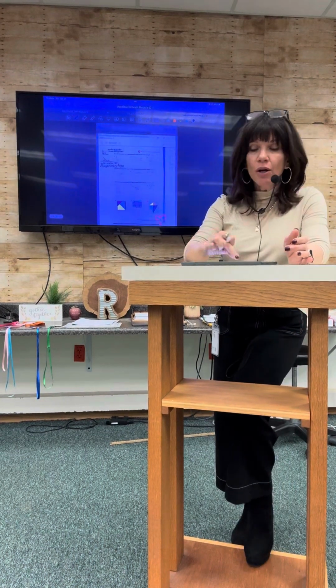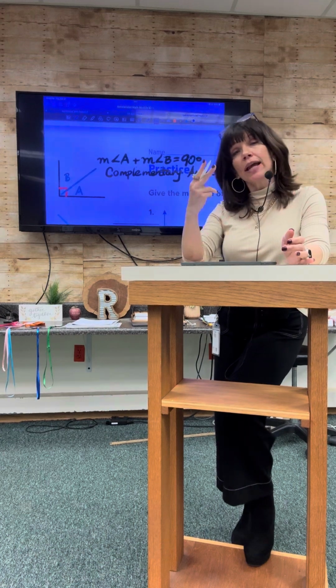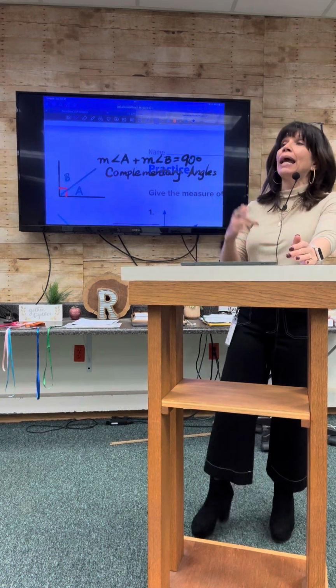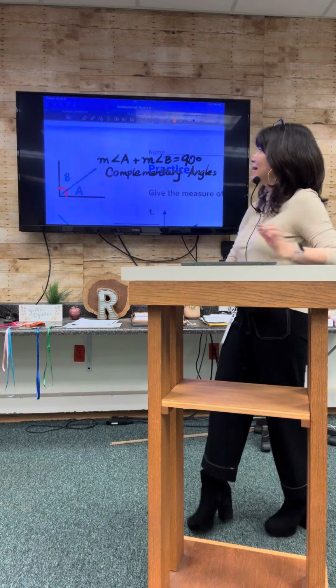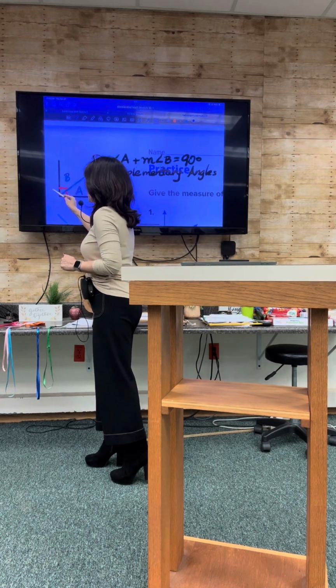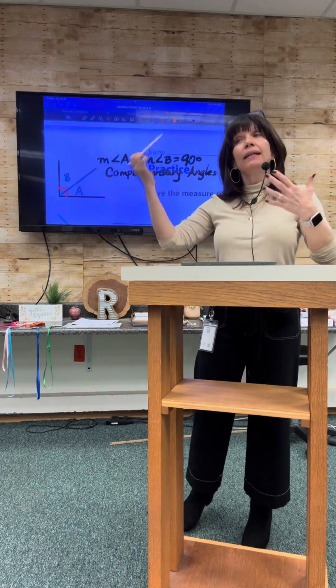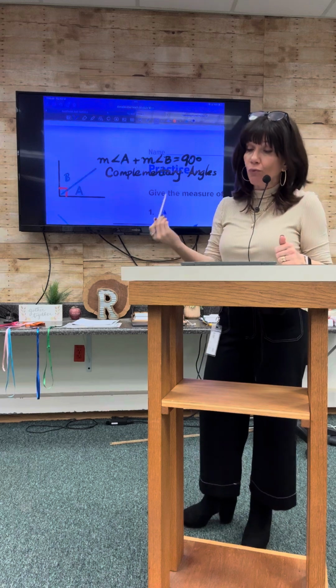Let us begin with complementary angles. Guys, complementary angles are two angles that work together to create a right angle, as indicated by this little piece that turns it into a box. What do you notice about that box? Every single interior angle has 90 degrees, is made up of right angles.